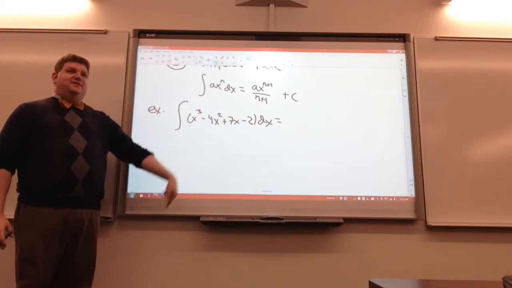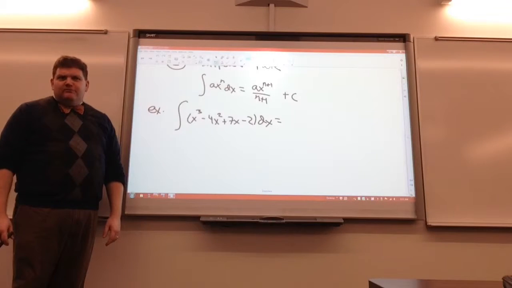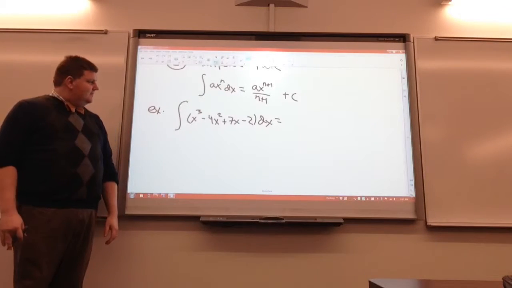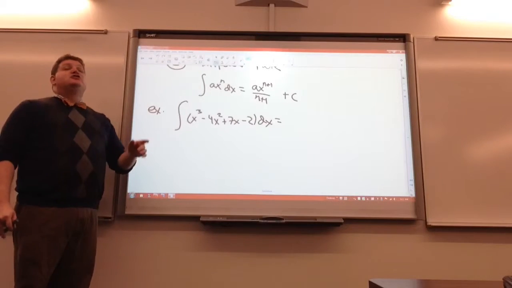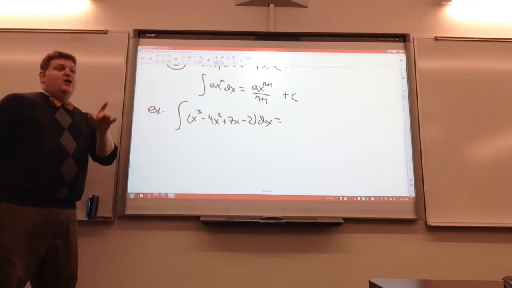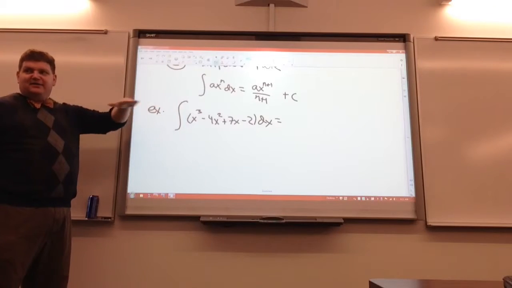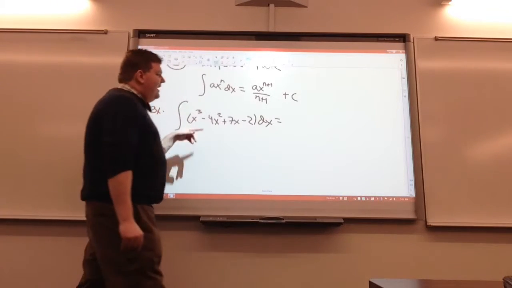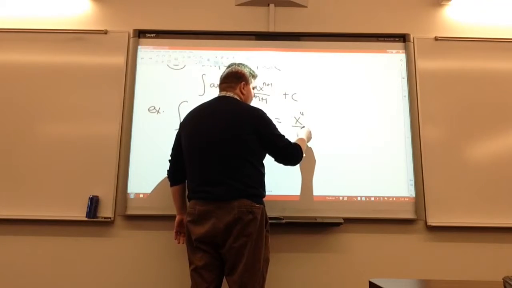When I take the antiderivative of it, 3x to the 4th. Nope, it's x cubed divided by... x to the 4th over 4. All I'm doing is adding 1 to the exponent, then dividing by the new exponent. So x cubed becomes x to the 4th over 4.